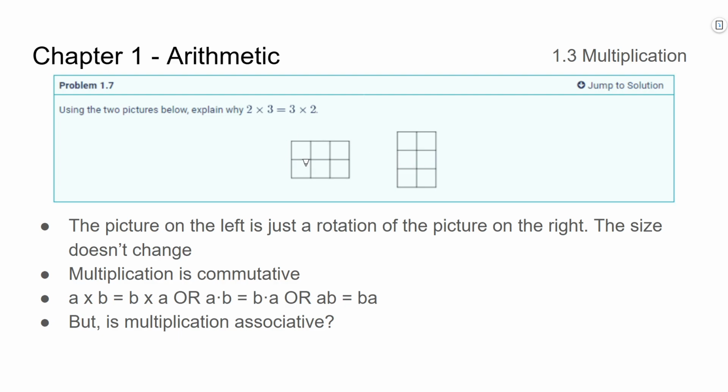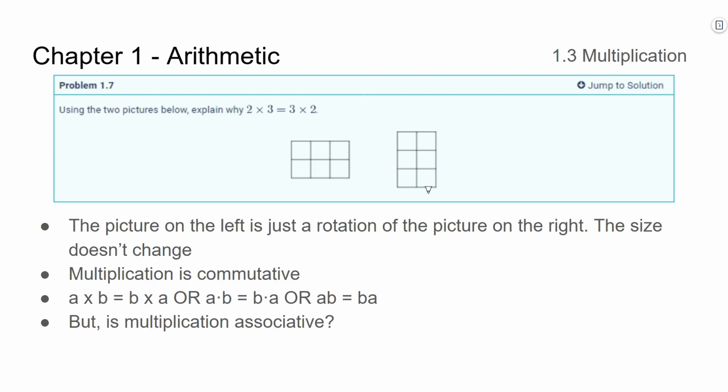So you can see that there's 6 blocks here, 6 blocks here. These two are equivalent. They're the same size. They're just oriented differently. The picture on the left is just a rotation of the picture on the right. The size doesn't change. The first one is 2 rows of 3, and this one here is 3 rows of 2. But overall, it's still going to be 6, as you can see.